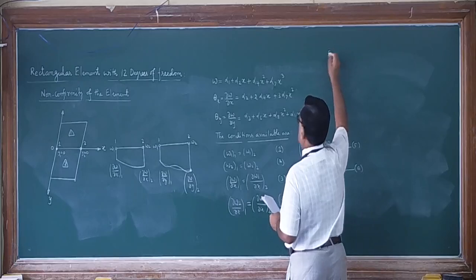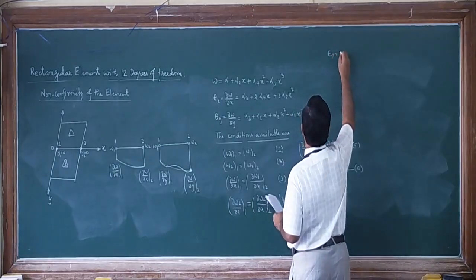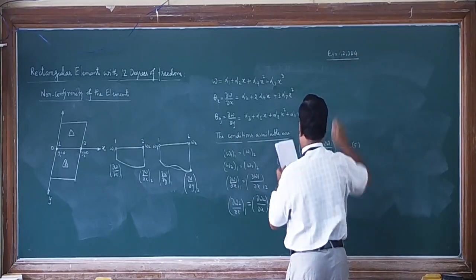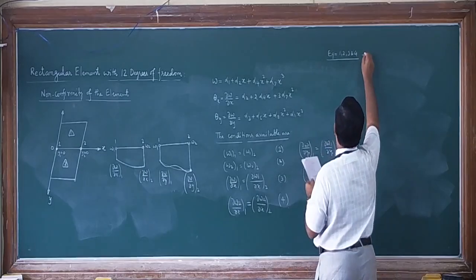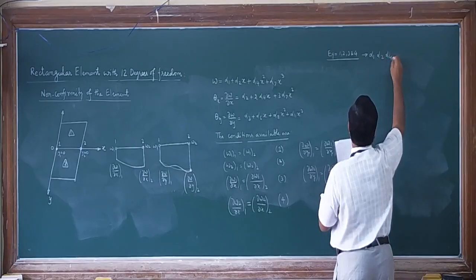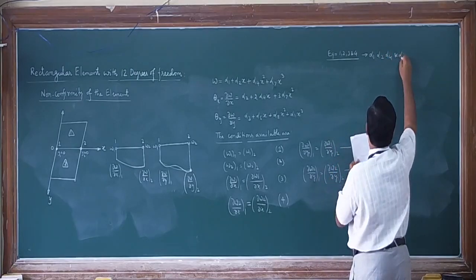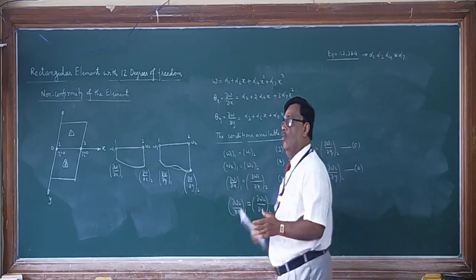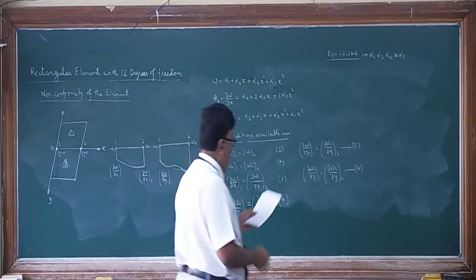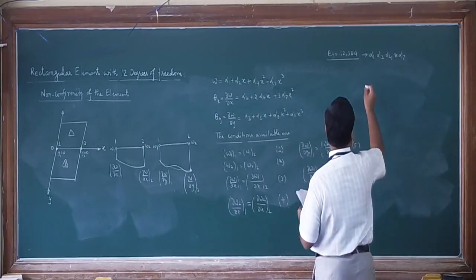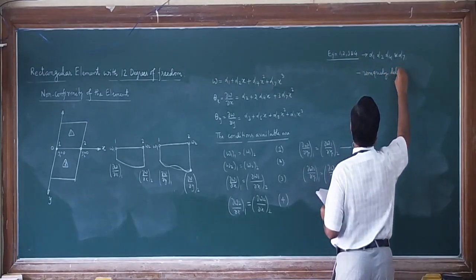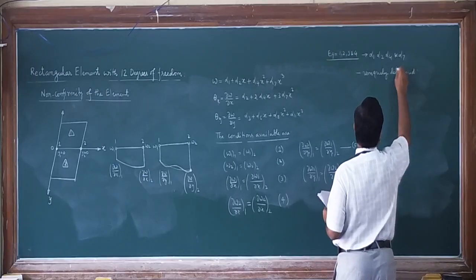We will write now equations. I will write here equations 1, 2, 3, and 4. If you look at these first 4 equations, the unknowns are alpha 1, alpha 2, alpha 4, and alpha 7. So hence, there are 4 equations and 4 unknowns. So obviously, the solutions of these are unique. So therefore, they are all uniquely determined.